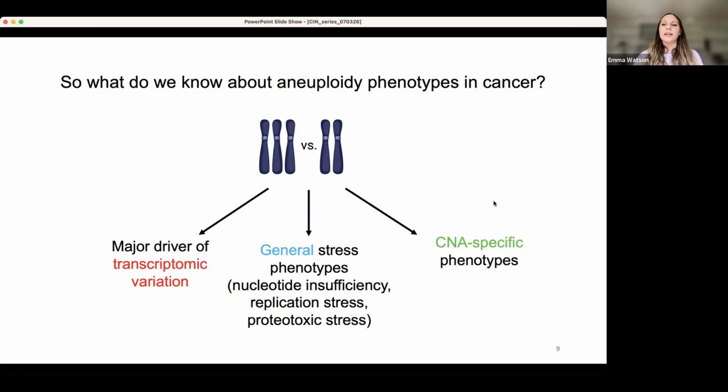What we also know is that there are most likely CNA-specific phenotypes, and these might underlie, for instance, the tissue-specific patterns that we see in copy number selection frequencies. And so we're curious about how we identify genes driving these phenotypes, and there's been some work already done in this realm that I want to describe before we get into the multi-gene synergies that I'm going to tell you about.